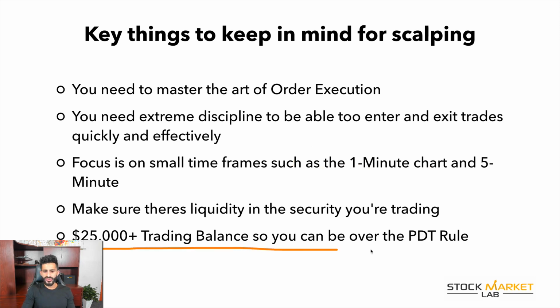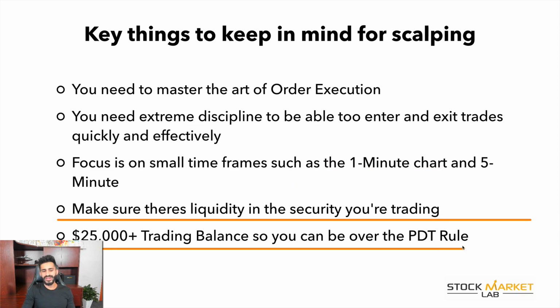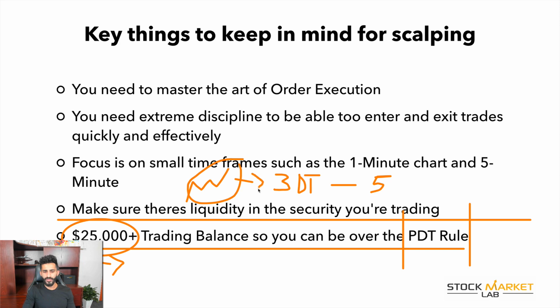Next, to scalp, you kind of have to have $25,000 or more of a trading balance in your account so you can be over the PDT rule. That doesn't mean you can't scalp if you have less than $25,000, but remember, there's something called the PDT rule where if you have less than $25,000 in your trading account, you can only make 3 day trades in a matter of 5 business days. So if you scalp 3 times in the same day, you'll be maxed out and you won't be able to trade anymore. So it's very important to understand that concept.